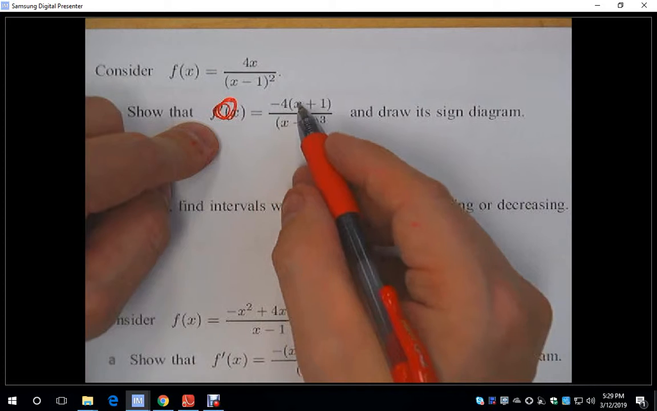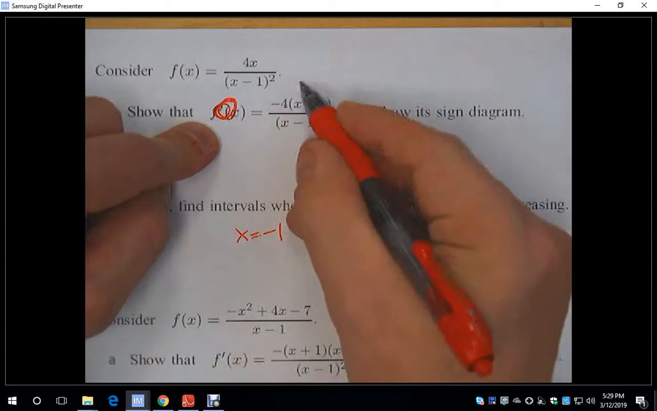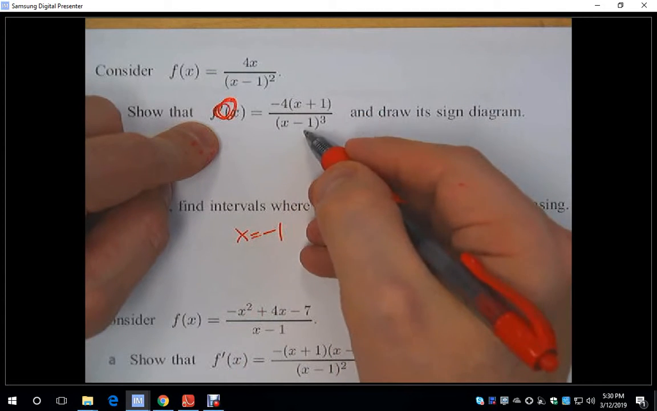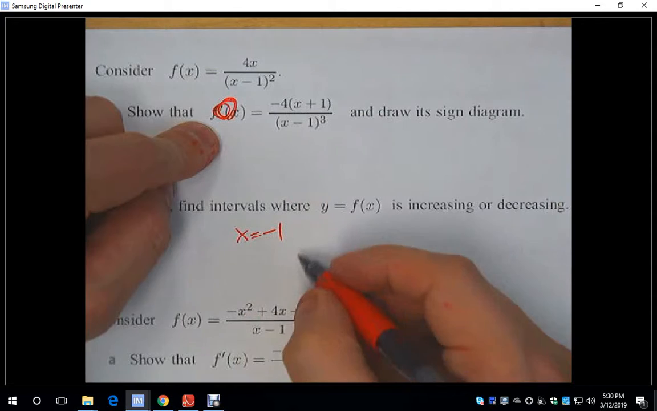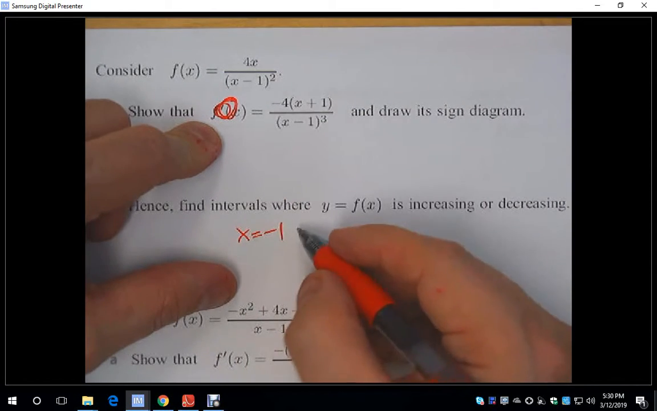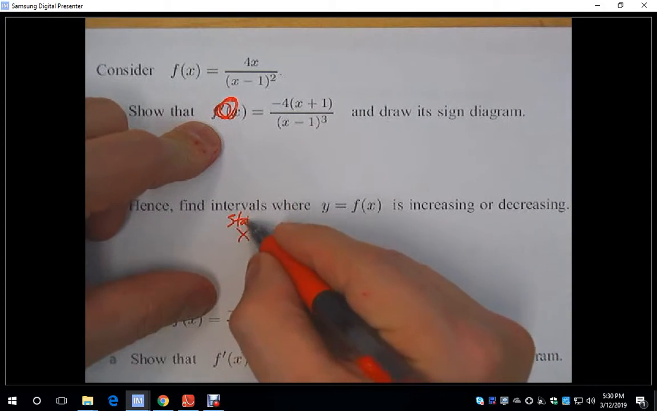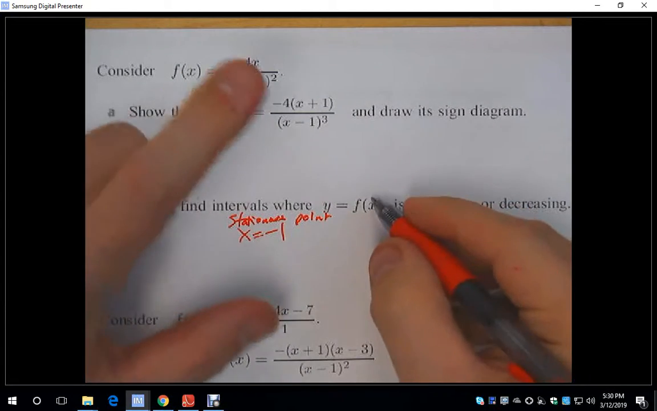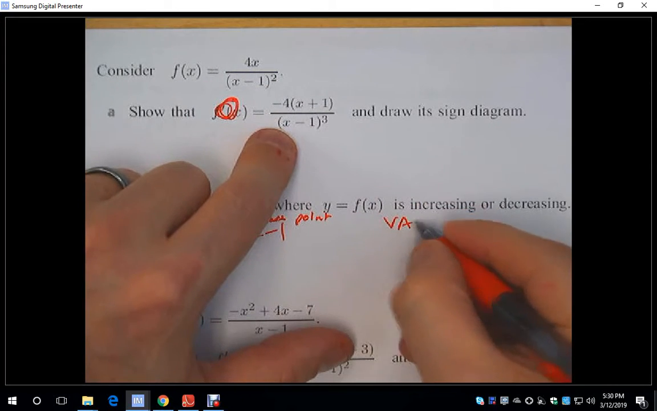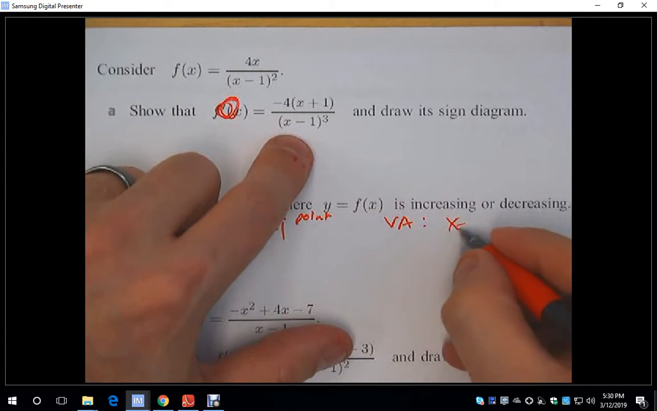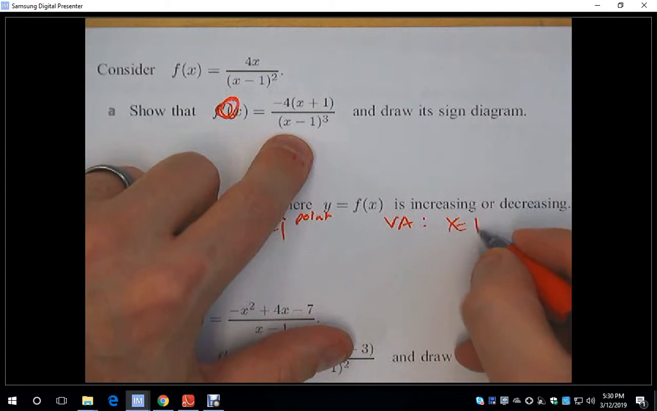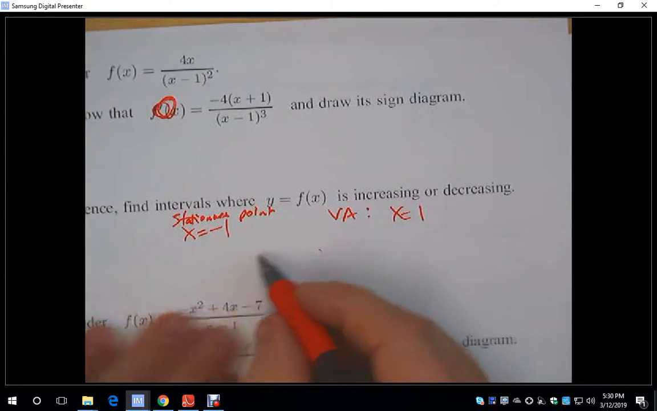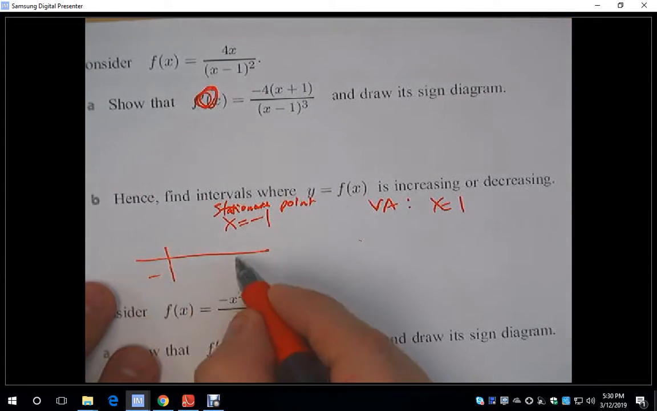So one of my stationary points is going to be at -1, because -1 plus 1 is going to give me 0, and 0 times -4 is going to give me 0. I have 0 over some quantity, which is still 0. So this is a stationary point. And I also want to find my critical points. My critical point is at a vertical asymptote at 1, in this case, when x equals 1, which is not allowed on the graph at all. So I have 1 minus 1, which is 0.